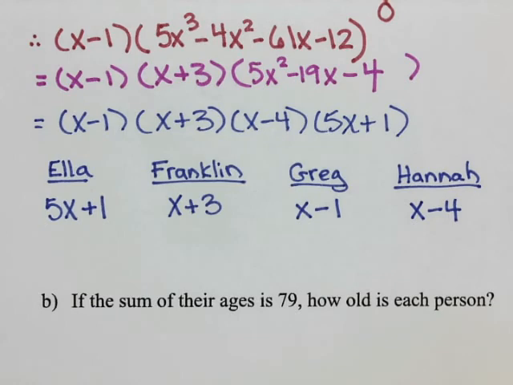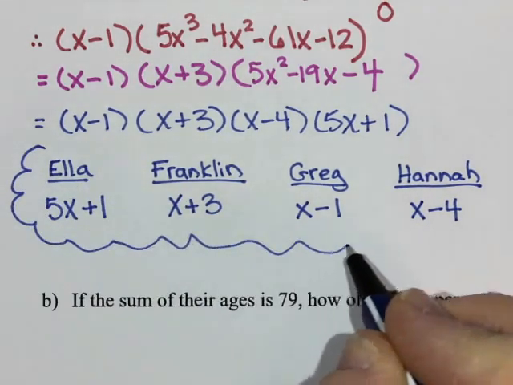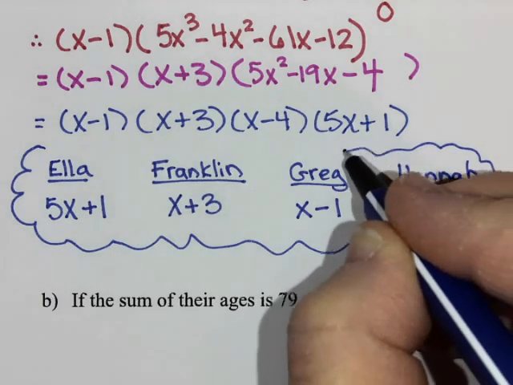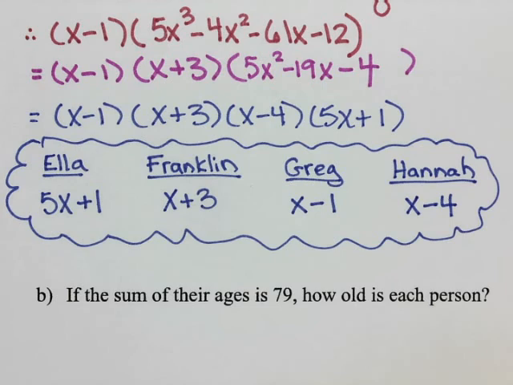So you should write a final answer. But I'm out of space and I'm running out of time on this video. So I think I'm just going to leave it at that. But normally I would say therefore Ella is, Franklin is, Greg is, Hannah is. Okay? So you can join me in the last part, hopefully, of this video to do part B of this question.